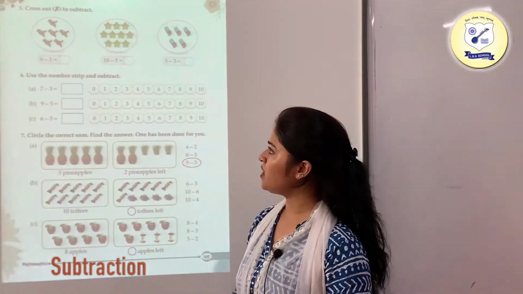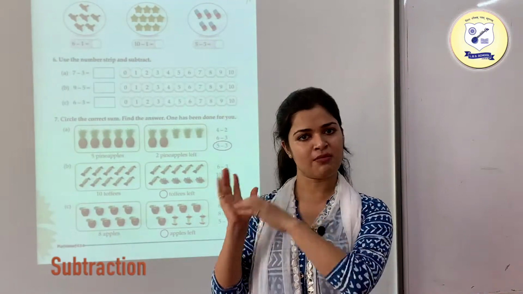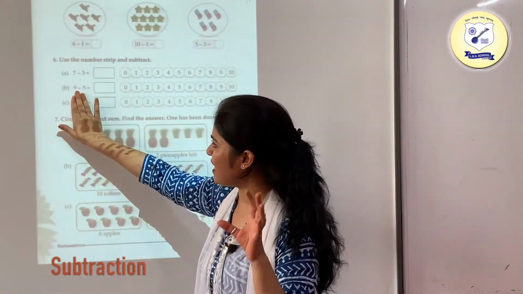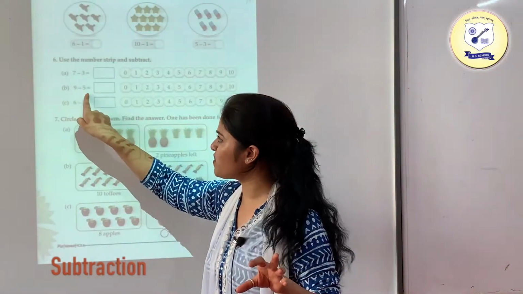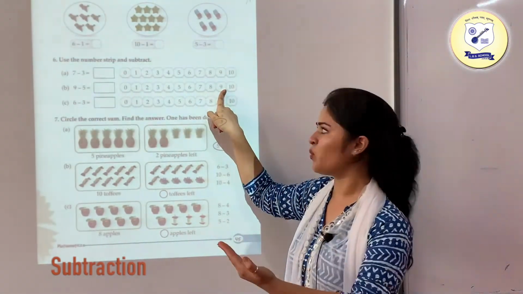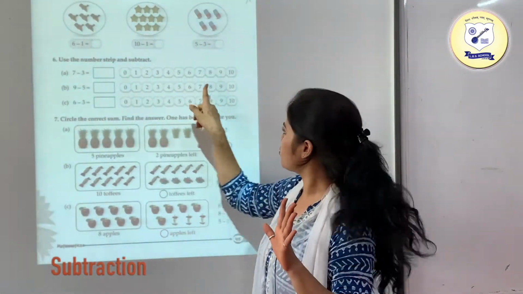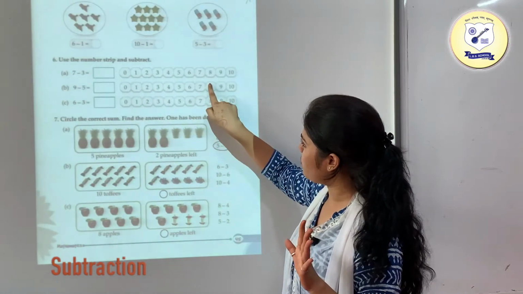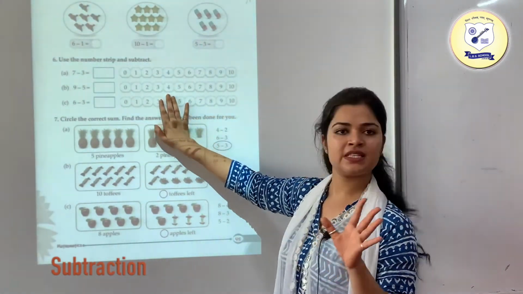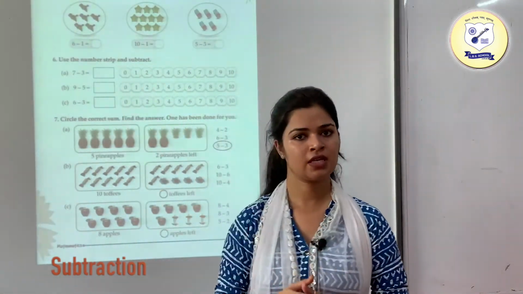Now the next question is, use the number strip and subtract. You just need to use this number strip for subtracting the two numbers. I am taking the second one for you, which is 9 minus 5. Just go to 9 and start moving backward. How many steps we need to take backward is 5. So just go to 9. After that 1, 2, 3, 4 and 5. As you can see, I have reached 4. So that is going to be your answer, and I am going to write 4 in this box.